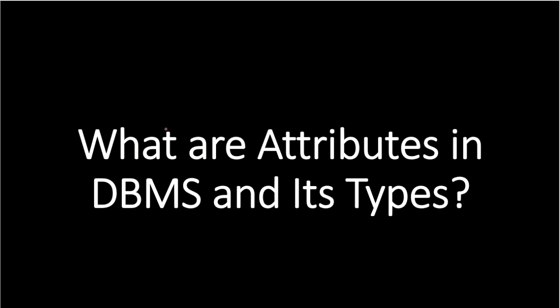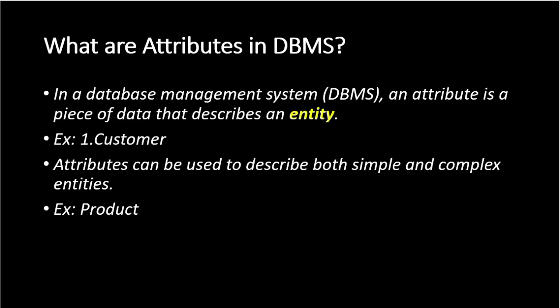Entities are like objects. Attributes are pieces of information gathered and used to store in the databases. There are several different types of attributes. There are many types of attributes, and here I am going to explain each of them, that is, all the types. First, let us see what attributes are in database management system.